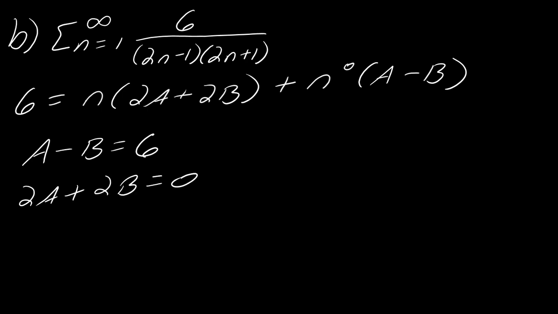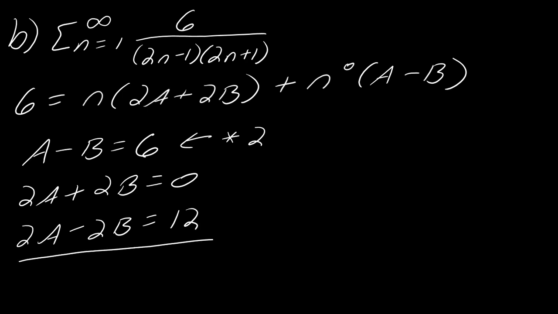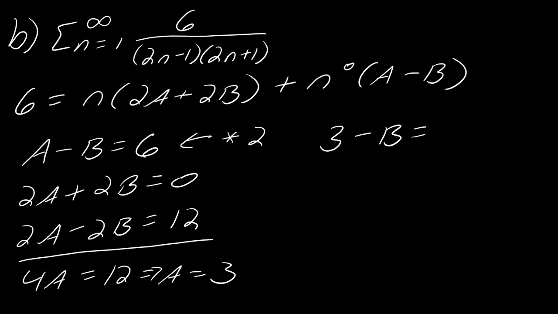And now I have to solve this system here. And so let's see, how do I want to do this? Why don't I multiply everything here by 2 so that I get 2a minus 2b equals 12, sorry. And then I can add everything down to get 4a equals 12, so that implies that a equals 3. And so then I have 3 minus b equals 6, so negative b equals 3, so b will equal negative 3.